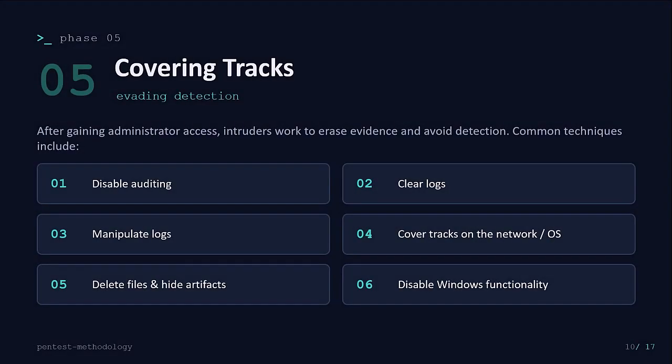Phase 5, the final one, covering tracks. Once an intruder has administrator access, the next move is to erase the evidence and avoid detection. The techniques include disabling auditing so nothing gets recorded, clearing logs, manipulating logs to hide specific entries, covering tracks across the network and the OS, deleting files and hiding artifacts, and disabling Windows functionality that might catch them.